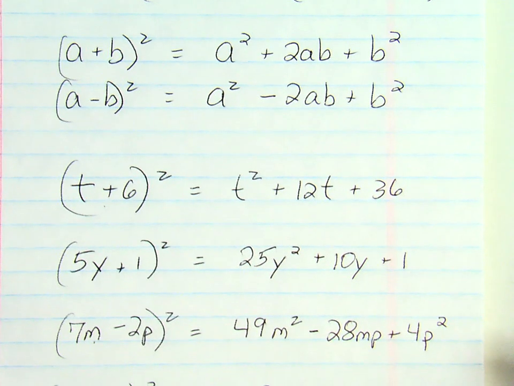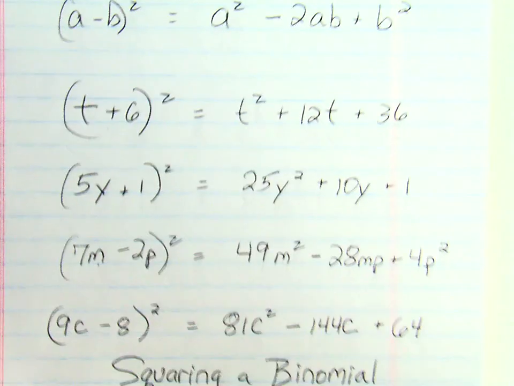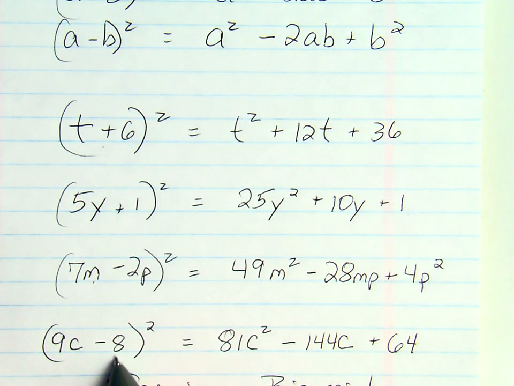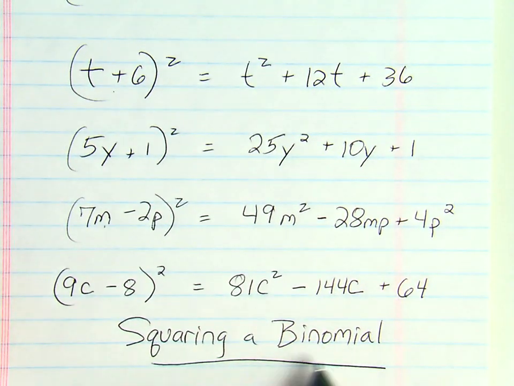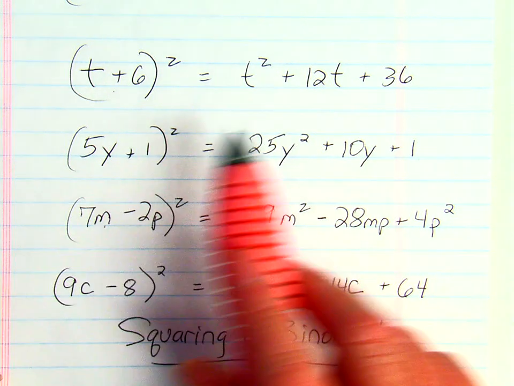And then finally, our last one, this is 9c minus 8 squared. 9c squared is 81c squared. This is subtraction, so here's my subtraction sign. 2 times 9c is 18c times the 8, which gives us the 144c, and then 8 squared is 64. And this is called squaring a binomial, okay?